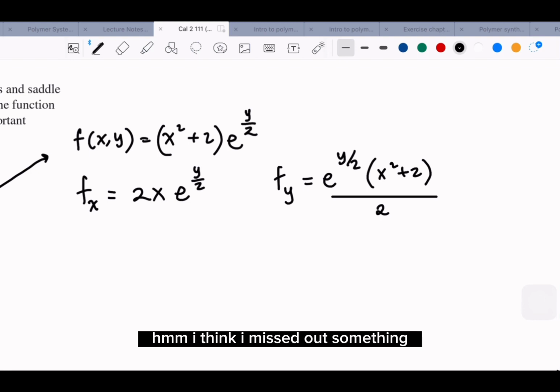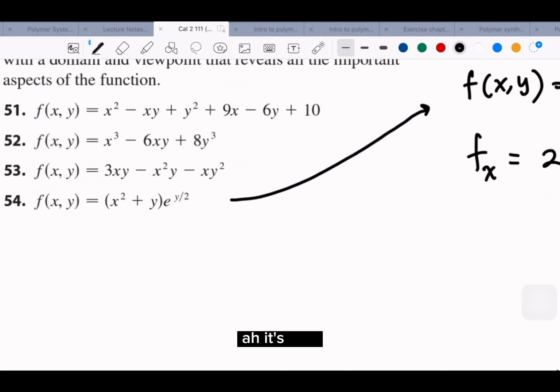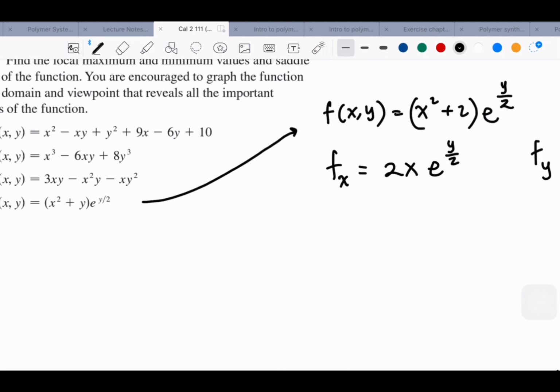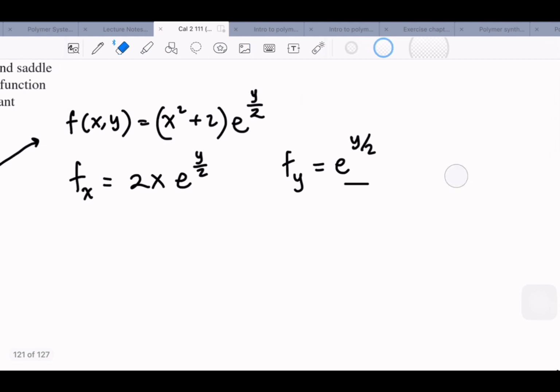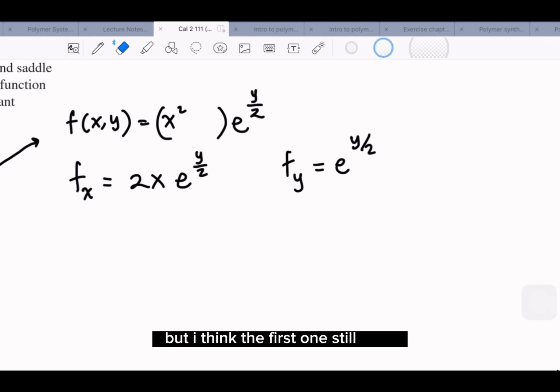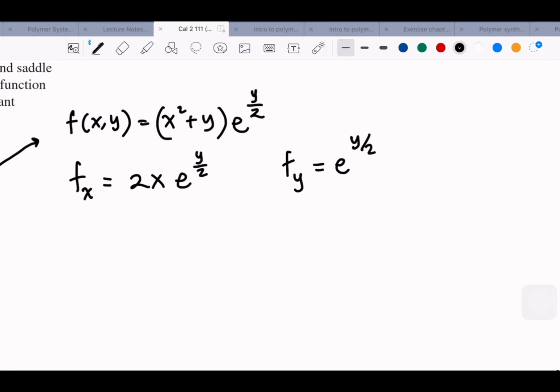I think I missed out something. It's y. Sorry, we need to erase this part. But I think the first one's still okay, right? Yeah, I noticed that something strange, that it is maybe too simple. Should be this one, right?